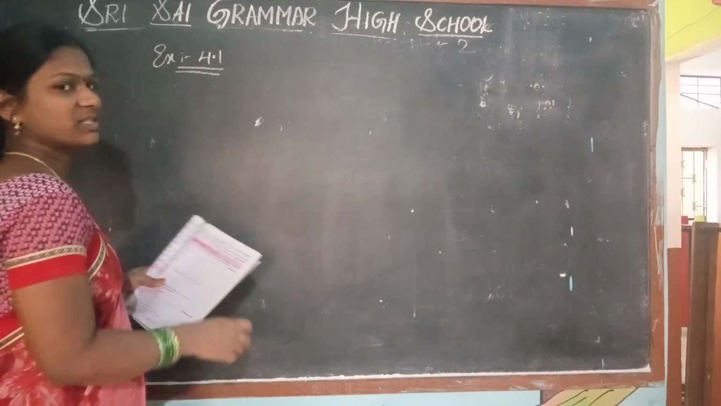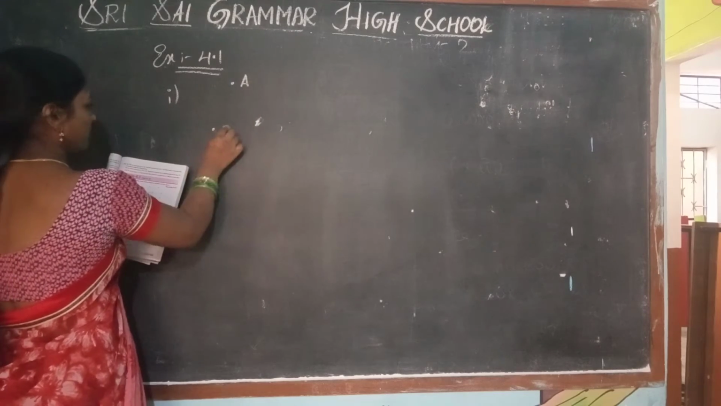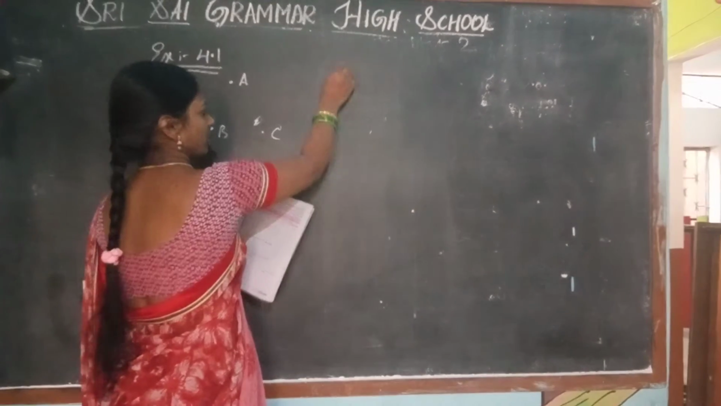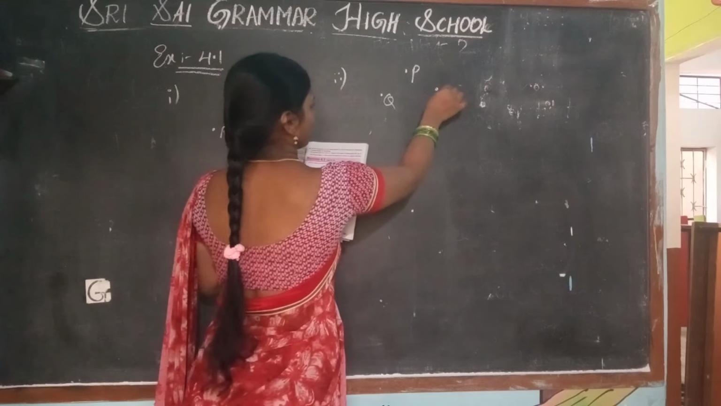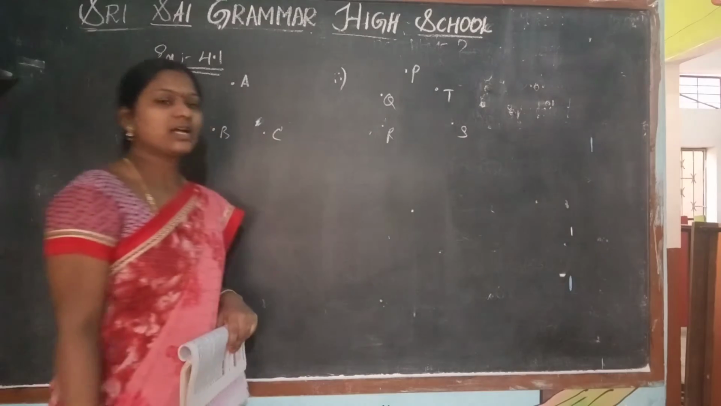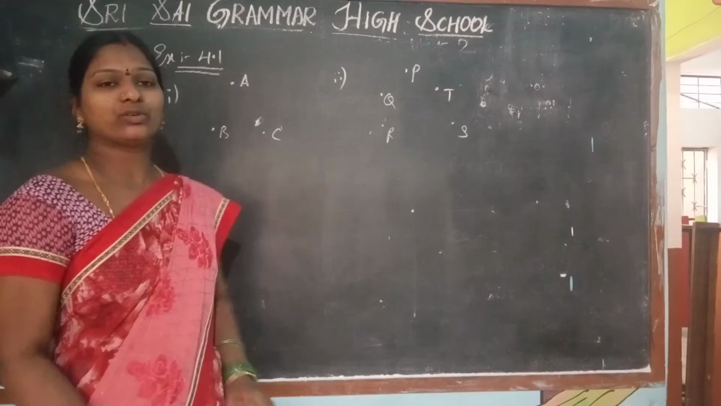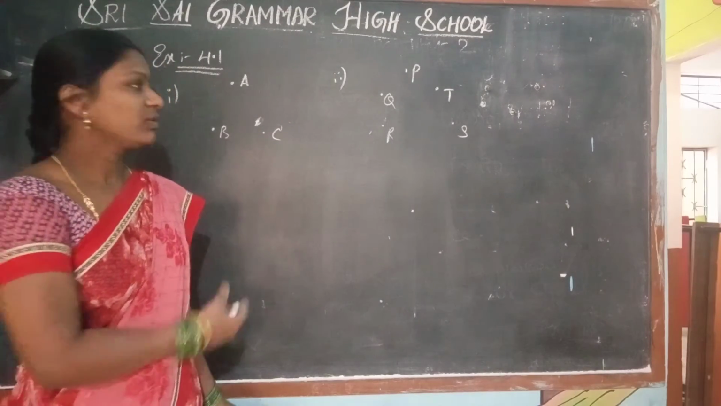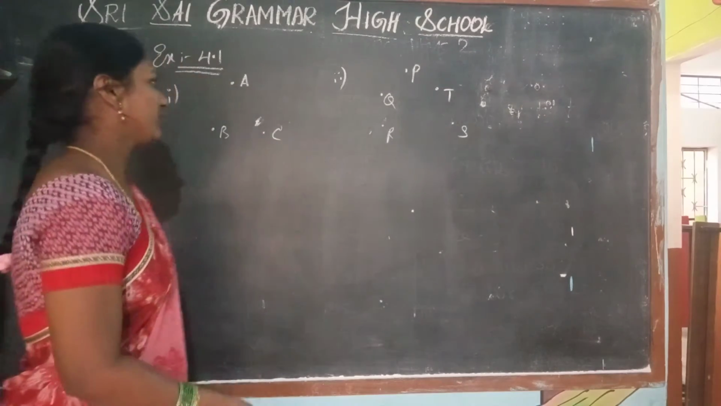Here they have given some points. In the first one, this is point A, this is point B, this is point C. Now the second one: point P, point Q, point T, point R, and point S. They have given the points like this. We have to join the points, and when we join them we get a shape. Which shape do we see now?